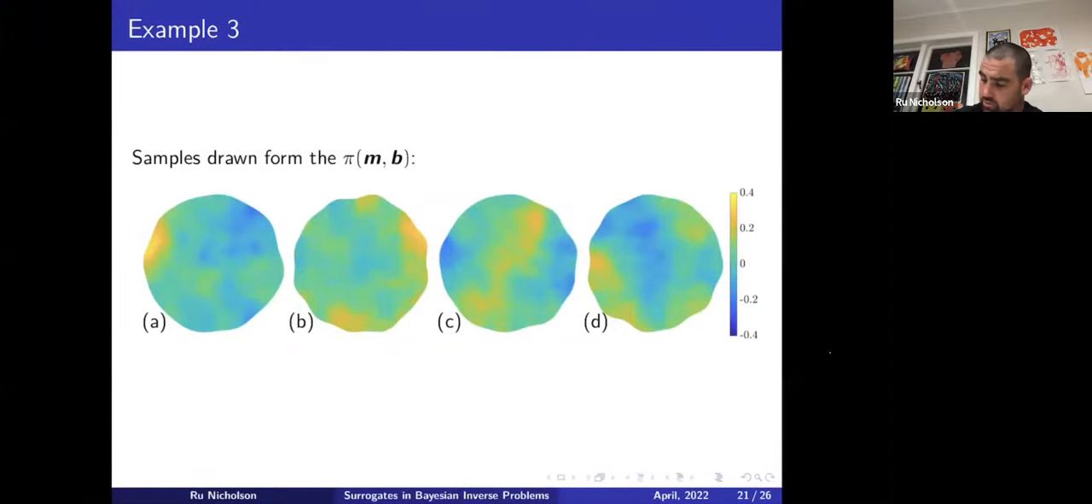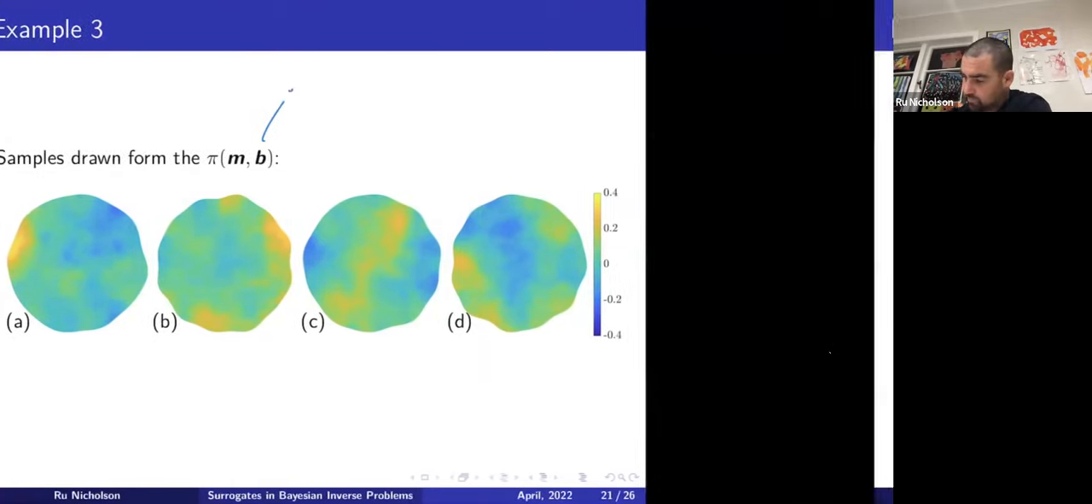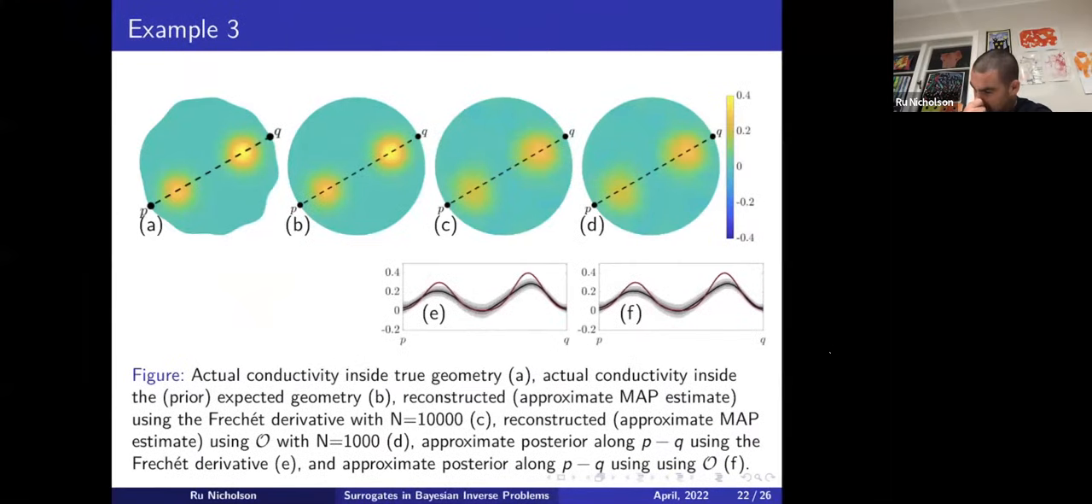So again, we sample the Fourier coefficients and we sample the conductivity within it, and so we get samples where the boundary shape is uncertain, but also the internal conductivity. And here we're just using some sort of Whittle-Matérn style prior covariance matrices for the conductivity.